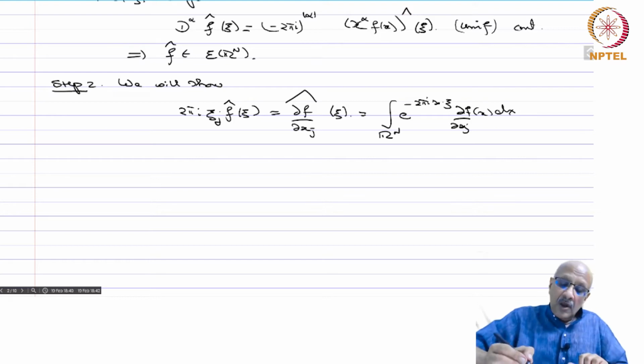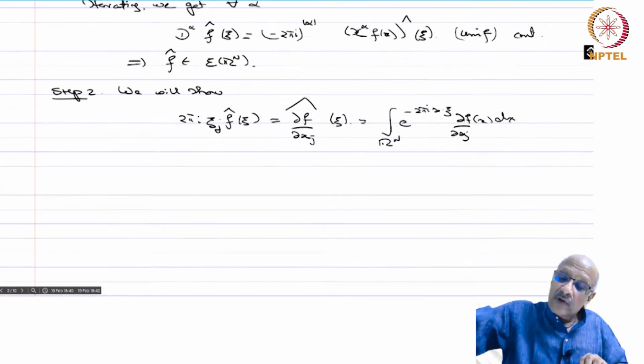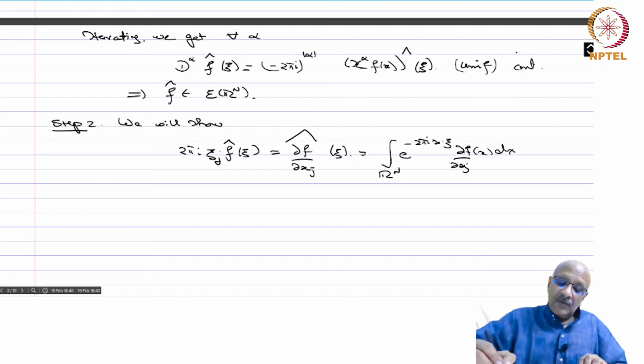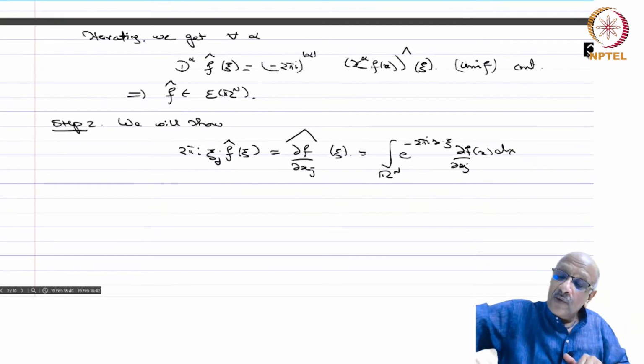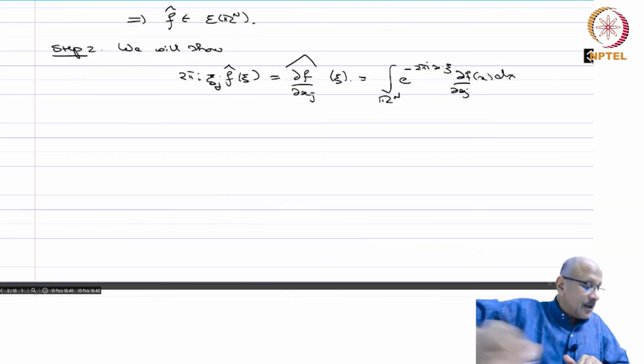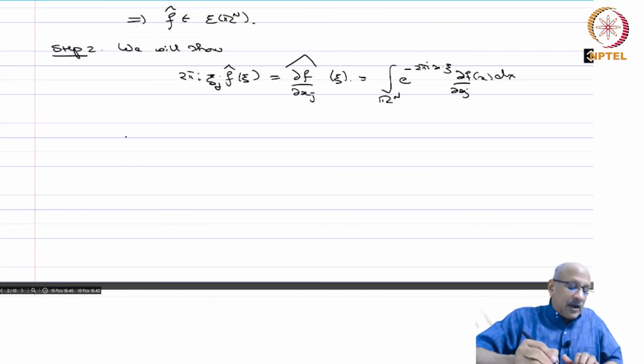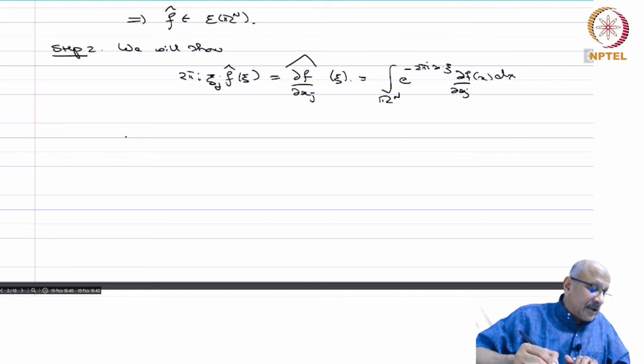Okay. So you see the duality here. When you want to differentiate the Fourier transform, you multiply the function by a monomial and then take the Fourier transform. If you want to differentiate the function and take the Fourier transform, then you take the Fourier transform and multiply by an appropriate monomial. So this is the duality between these two properties, and this is essentially a consequence of Green's theorem or the integration by parts.